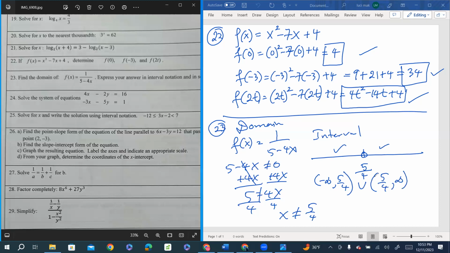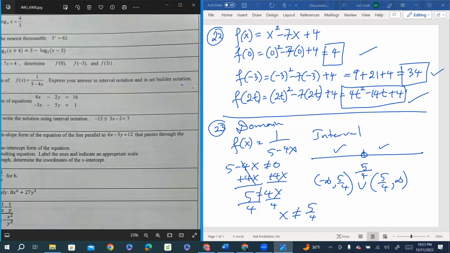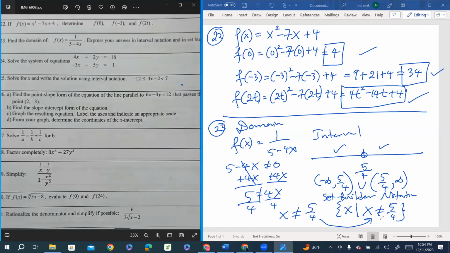We also want to write it in set builder notation. So the set builder notation is actually easier. We could say x such that x is not equal to 5 over 4. We basically copy this down. All right, so that's set builder notation. I think I'm going to erase this and then go to the next question. Let me also move this up a little bit here.